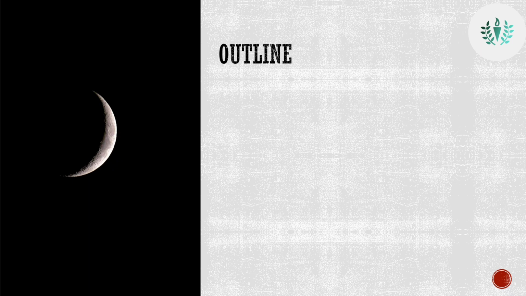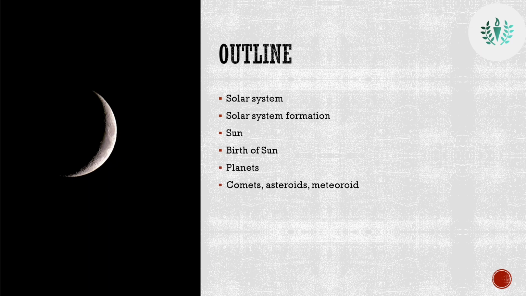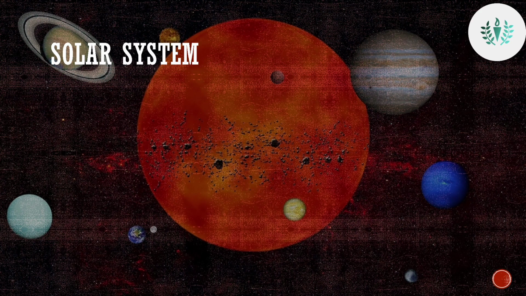In today's lecture, we will be discussing what a solar system is and how it is formed. We will be talking about the Sun, the birth of the Sun, planets, comets, asteroids, and meteoroids. So let's talk about the solar system in detail.